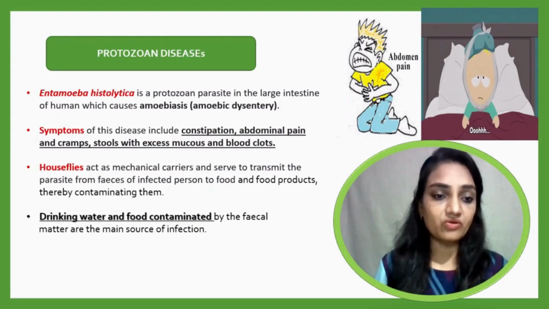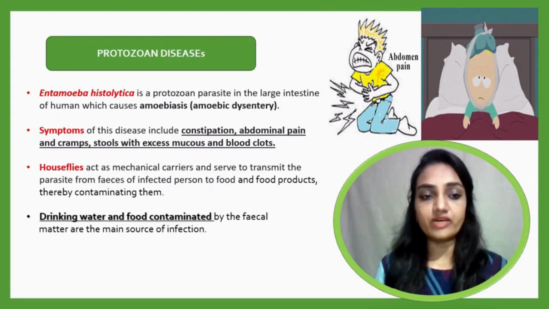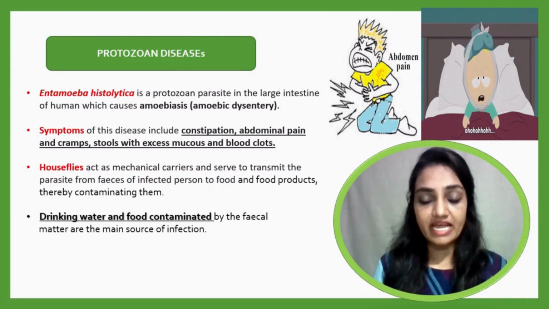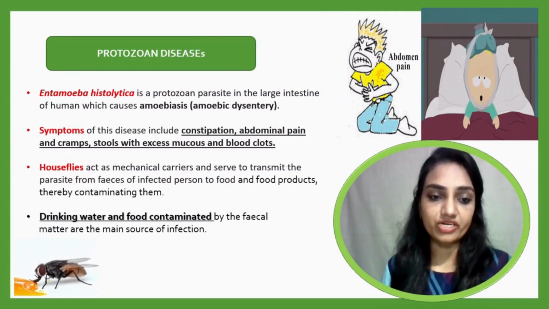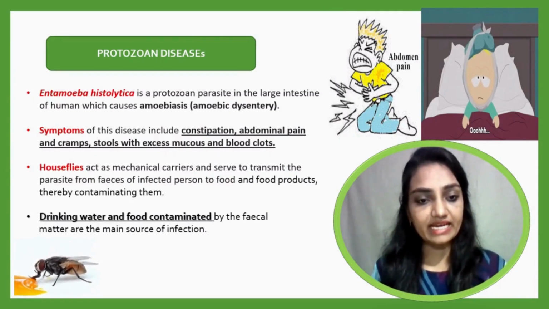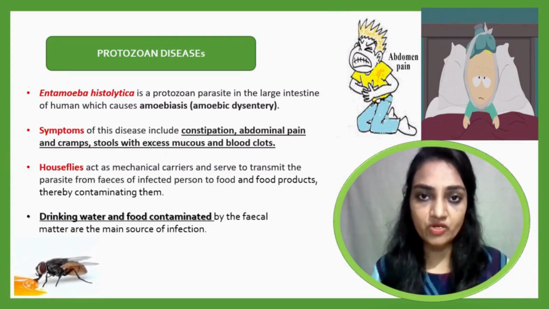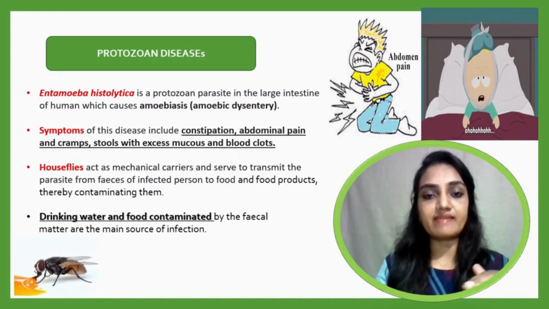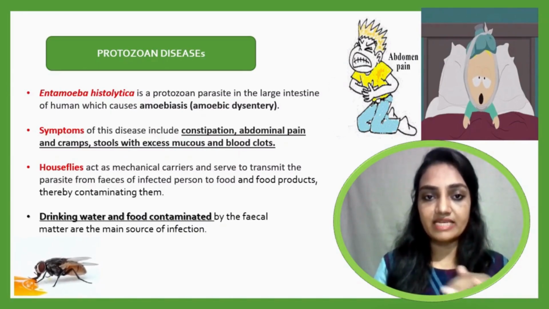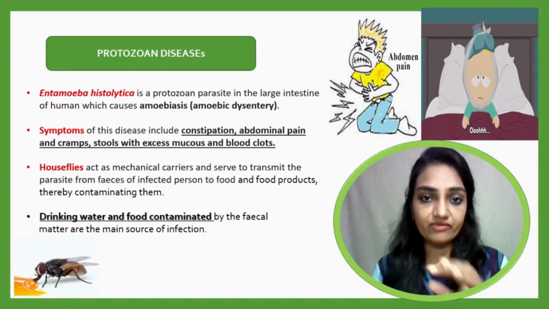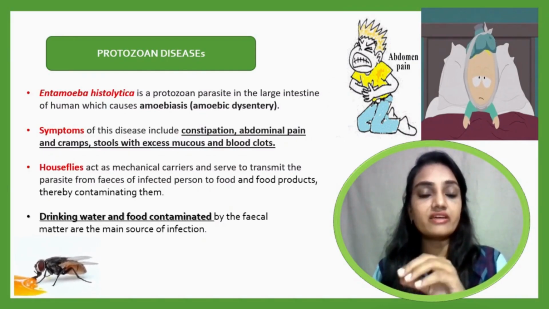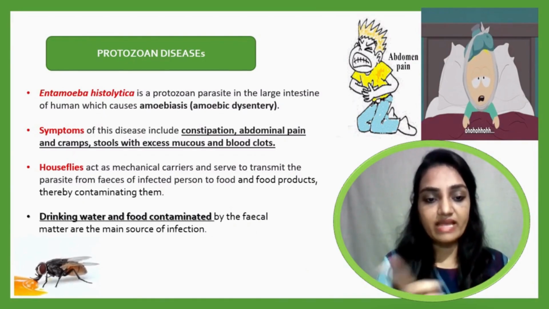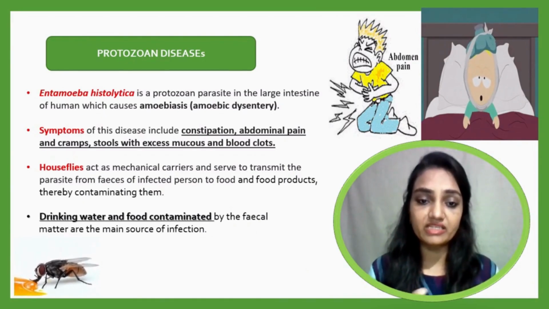Now you must know that when this type of disease is spread from one person to a second person, house flies play a very important role. House flies act as a mechanical carrier here. They fly from one object to another, and that's why they spread the disease. They spread Entamoeba histolytica from food which is already infected to another food which is not infected. So by this way, the fly is very important to spread the disease.